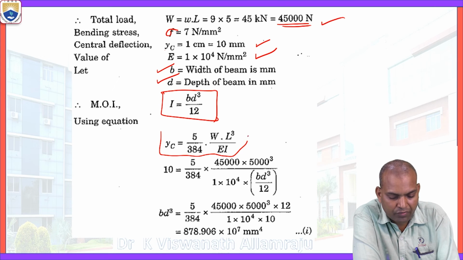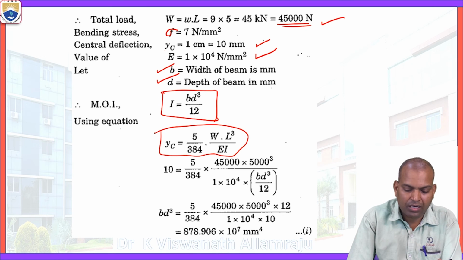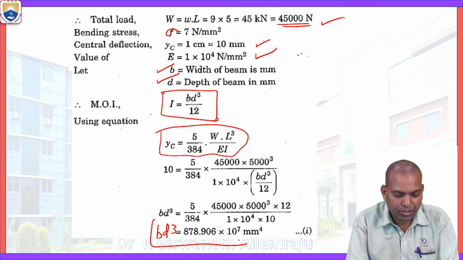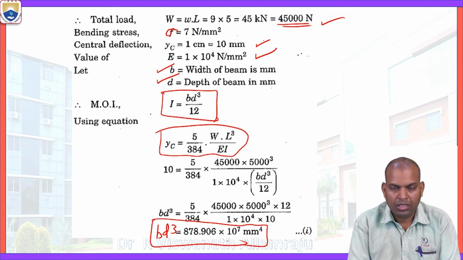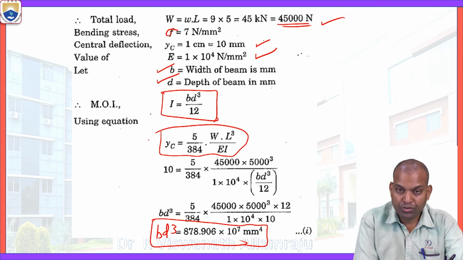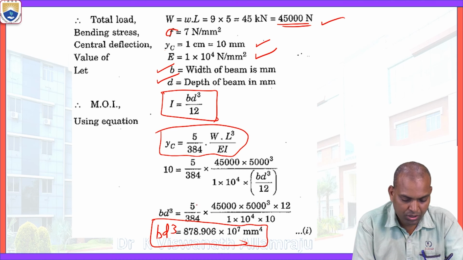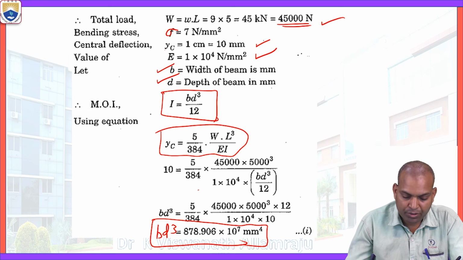We know the value of YC, from that calculate I or BD cube. BD cube is calculated by substituting the known values, that is W, L, E, and 5 times 384, multiplying the factors. Then BD cube equals 878.906 into 10 power 7 millimeter to the power 4.